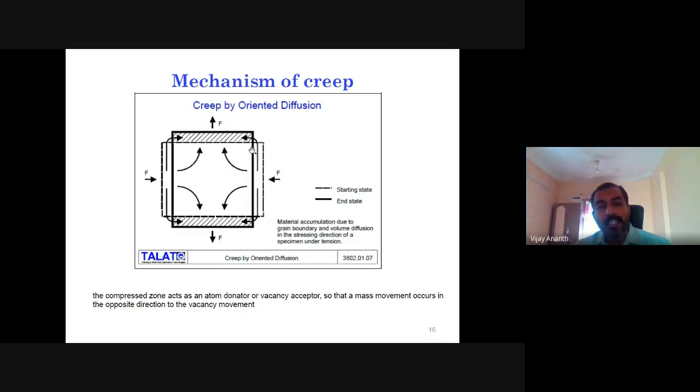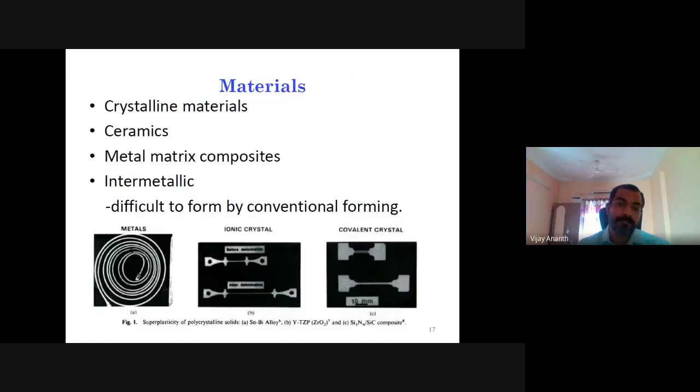Automatically, while we are pulling this material, some cavitation or some vacancy takes place. Due to the vacancy, what will happen? When the vacancy takes place, one donor will be there. So these vacancies are filled up with the donor grains. Due to that, superplastic forming will take place. This is the mechanism of creep formation.